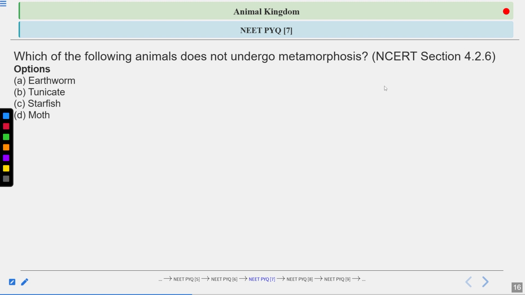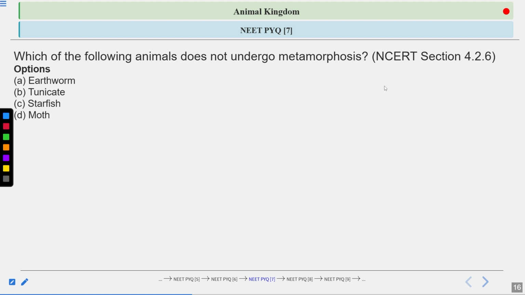Metamorphosis means there must be some larval stages. So from the larval stages, they move to their adult stages. There is a young one, and sometimes there is an egg, if it is an oviparous organism. There is a larval stage, then comes the adulthood stage. This changing from the larval to the adulthood stage is called metamorphosis. So which of the following animals does not undergo metamorphosis, right?